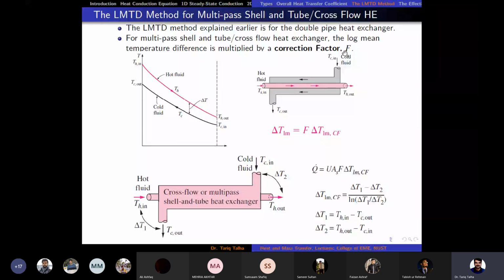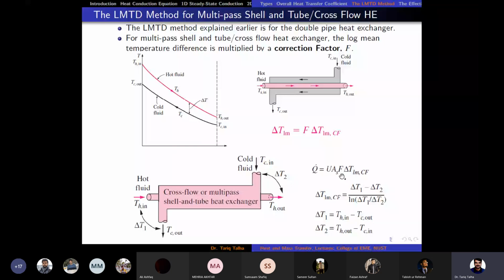So it means that in the original formula, we introduce a correction factor for Q dot, that is, Q dot is equal to U A_s into this capital F, which is the correction factor, and into delta T log mean for the counter flow. Here CF is the counter flow arrangement, right? So now how to calculate F? This F is the correction factor.